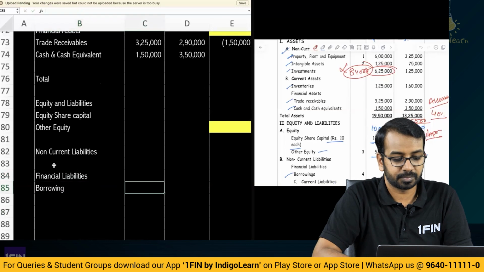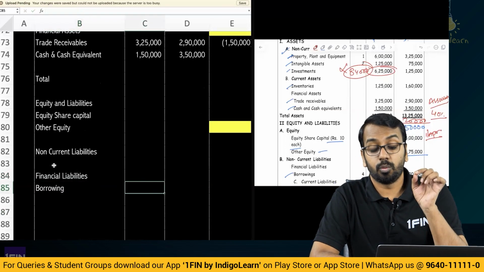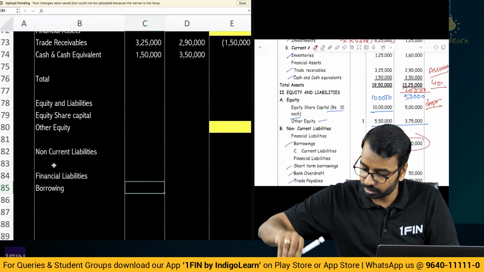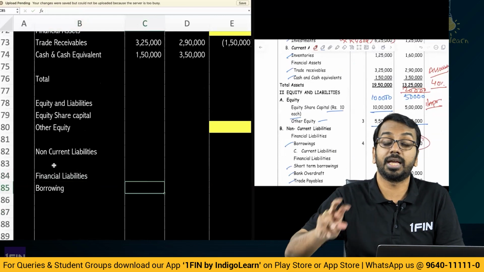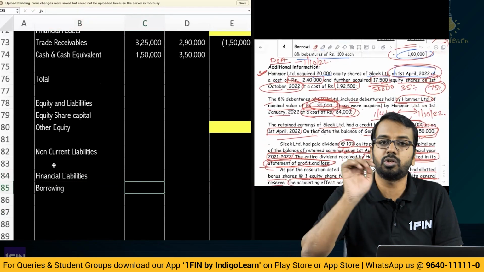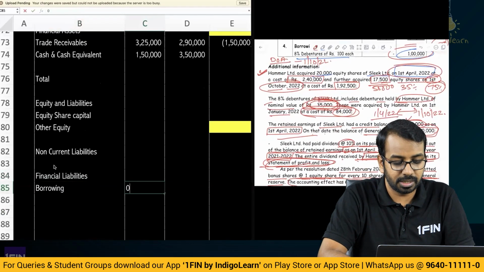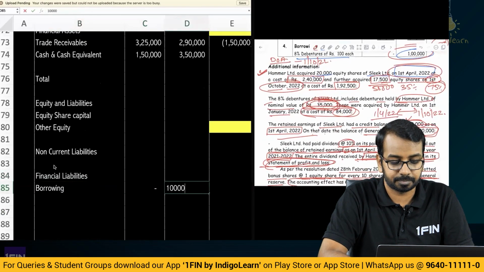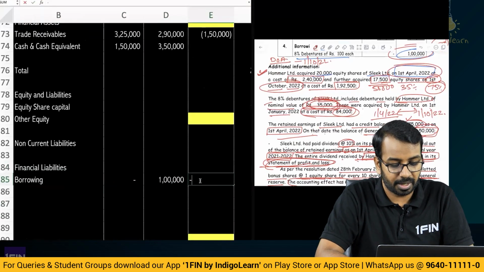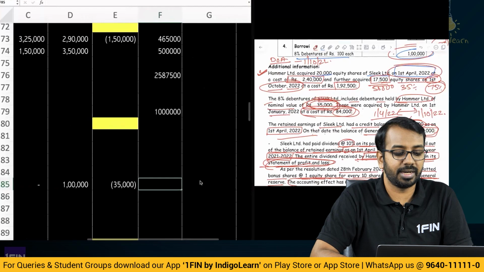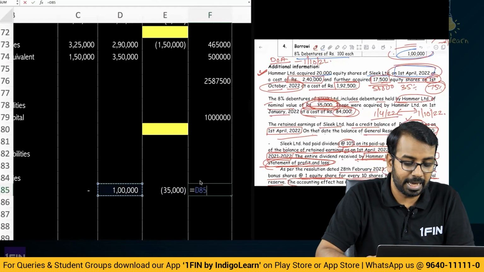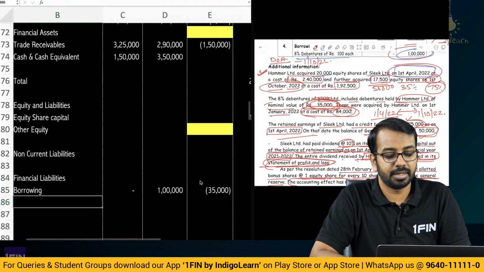borrowings. Now this borrowing, what is given in the question is 1 lakh. Here you can see 1 lakh for the subsidiary. Out of this, how much is held by the holding company? 35,000 nominal value is held by the holding company. So it is 0 here, 1 lakh here, minus 35,000. Sir, why minus 35,000? Because 35,000 is held by the holding company. So 1 lakh minus 35,000, we get 65,000.